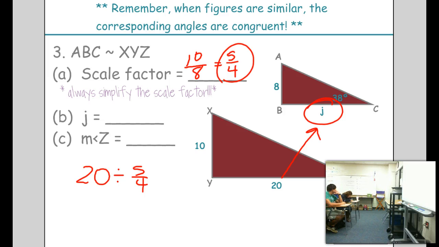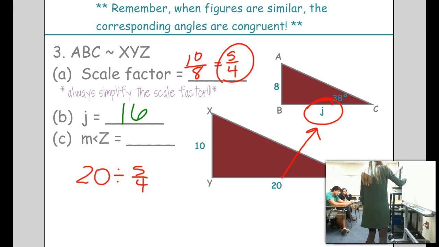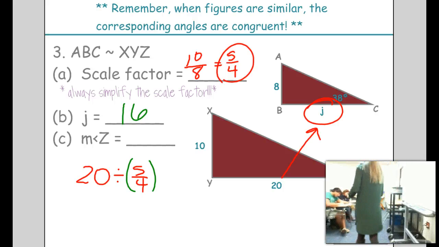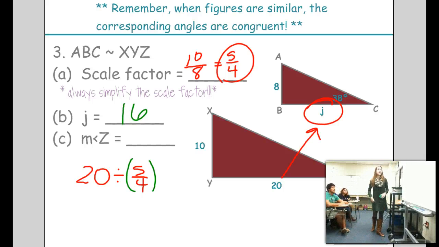16. It's right here, Mrs. Sits. 20 divided by 5. Yep, 16. Sounds great. Make sure you put 5/4 in parentheses. That's what some people did wrong. Or that 20 divided by 5/4.